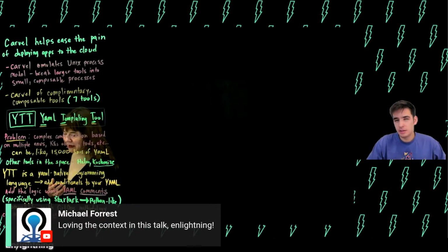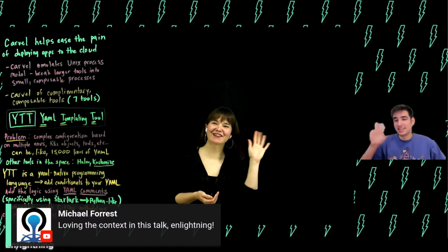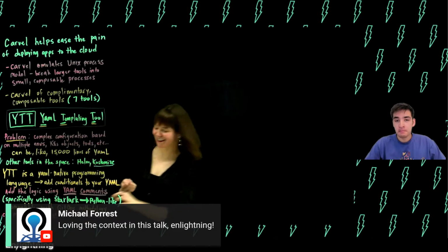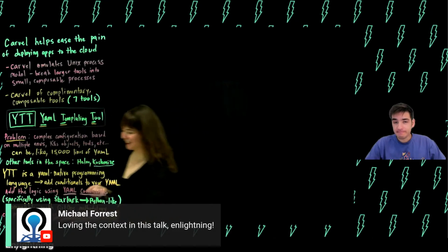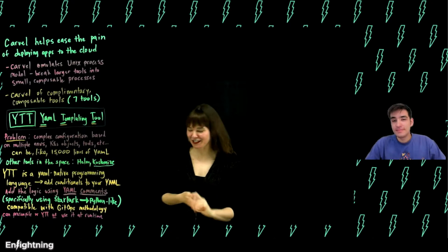I want to say hi to Michael. Hi, Michael. Loving the context in this talk, Enlightning. Thank you so much for coming to hang out today. If you want, tell us your resolution or your theme for the year. I love it, and Spheric, same to you.